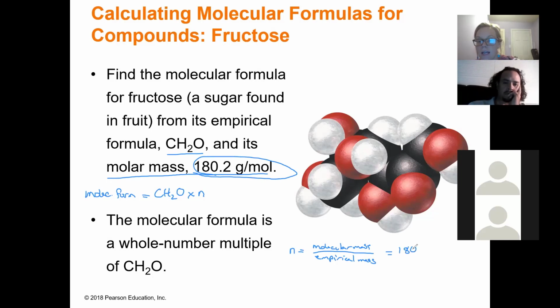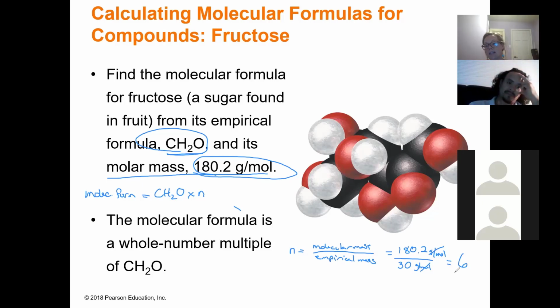So we take that 180.2 and we're going to divide it by my empirical mass, which is the mass of this. So I take the mass of a carbon and I add it to two hydrogens and an oxygen, and it should give me approximately 30 grams per mole. This is also a unit in grams per mole. So the units cancel and you're just left with a unitless thing. 180 divided by 30 is 6. You're done. No, not yet.